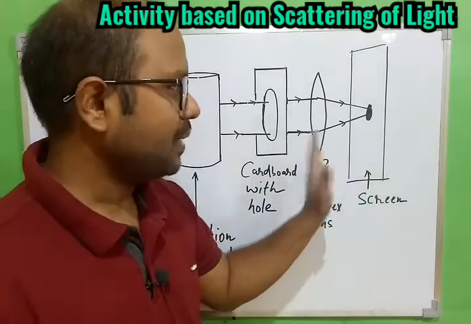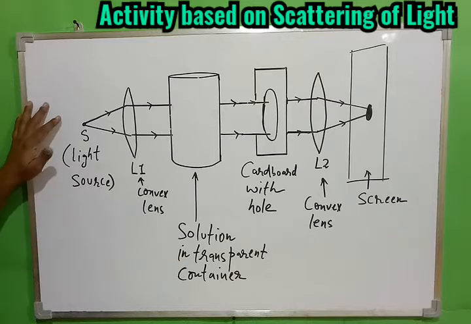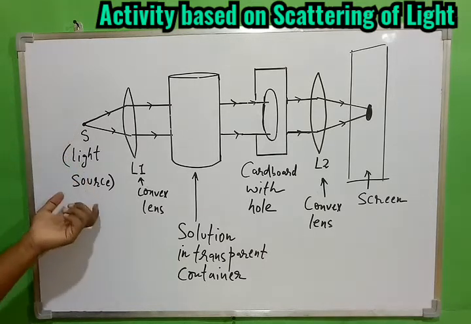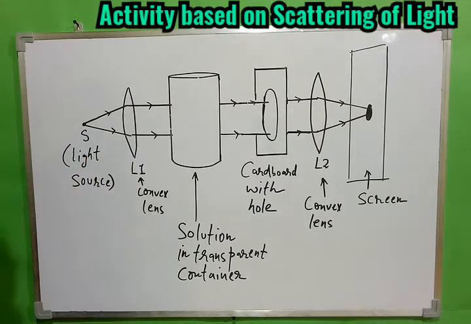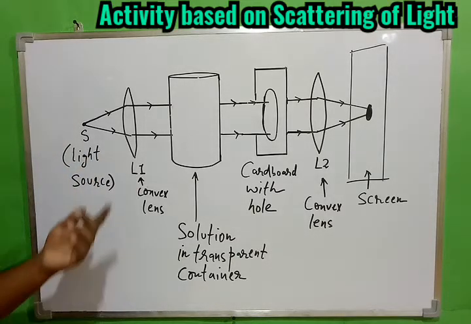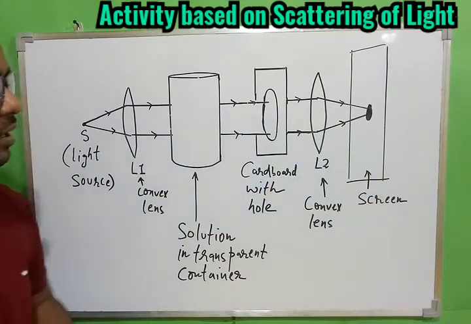We need a screen where finally the ray of light should fall, and at the very first, you see at a particular point S we have the light source. So overall we need a light source that can produce white light, a very strong white light. Then we need two different convex lenses, a transparent container, a cardboard and a screen.